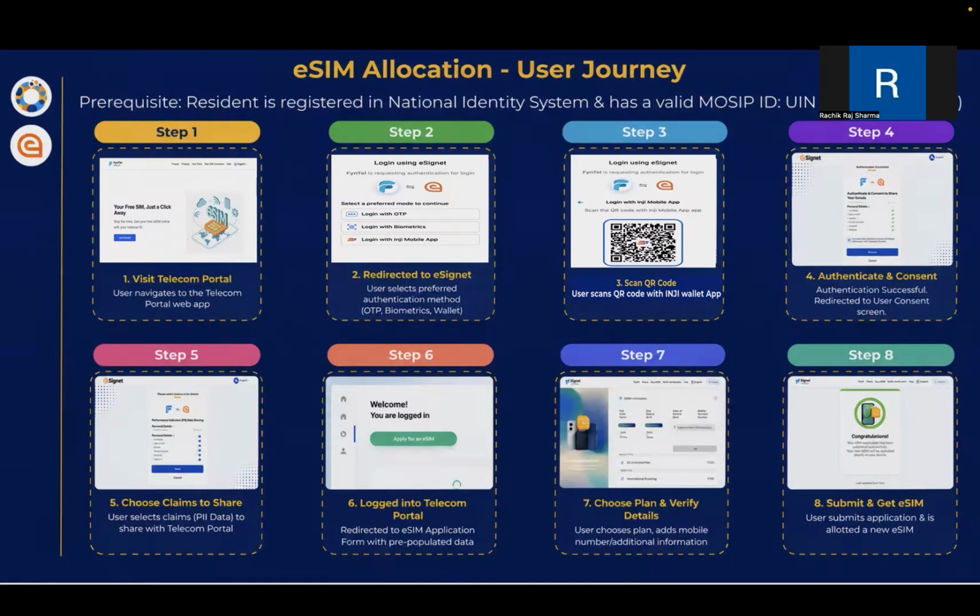So in this case, we'll be focusing on a scenario where a citizen wants to avail an eSIM and they want to log into a telecom portal using their national ID. Once they log in, they will be applying for an eSIM and they will get an eSIM. So we'll see how eSignet enables this process.